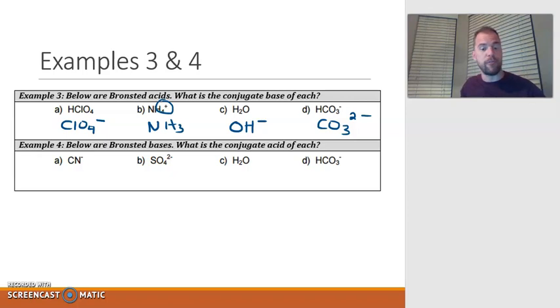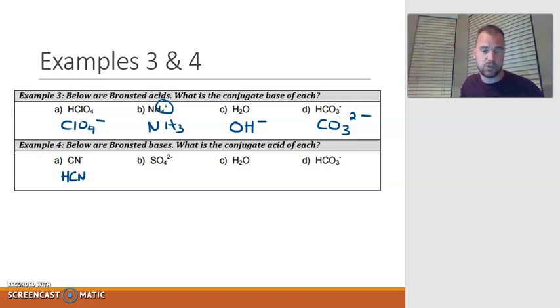Now in example 4, similar idea, but now we're looking at Bronsted bases. And so Bronsted bases accept hydrogens, and they only accept 1 hydrogen at a time. So what would be the conjugate acid? In other words, what would be the result after it accepts 1 hydrogen? Well, cyanide, CN negative, if it accepts 1 hydrogen, and we're going to write the hydrogen at the beginning, it's HCN, and it was originally negative, so now it's neutral.